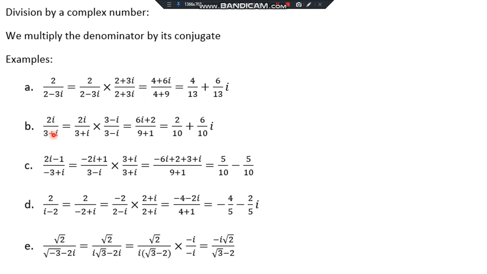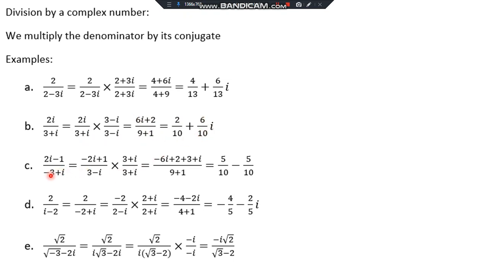Here 2i over 3 plus i, I multiply by the conjugate 3 minus i. So you get up 6i minus 2i square. Minus 2i square, directly you write it as plus 2. A plus ib times a minus ib is a square plus b square. So 9 plus the coefficient of i, which is 1, 1 squared is 1. So you get 2 over 10 plus 6 over 10 i.